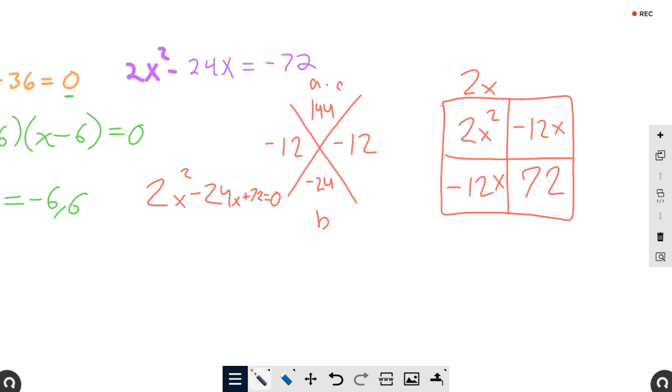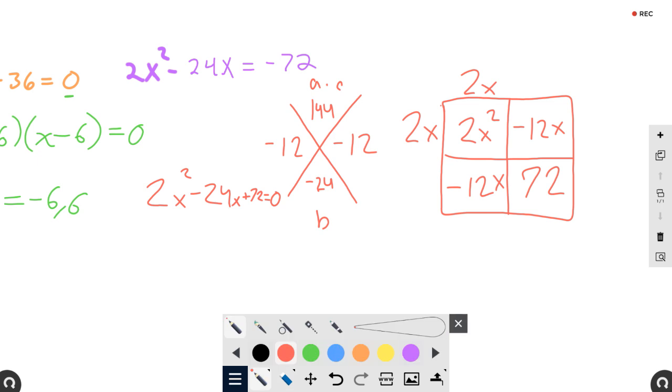So 2x squared and negative 12x. There should be an x on that 12 at the bottom. They share 2x as a factor. Now, the next row has what as a factor? Negative 12x and 72? Take out another 2x on the left-hand side. Is it just x? Nope, it's 2x. Each one of those should have 12 as a factor, negative 12. So take out negative 12 for both.